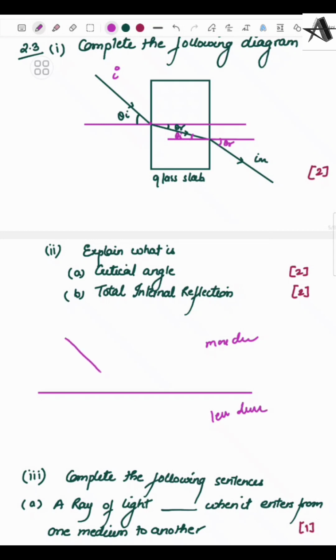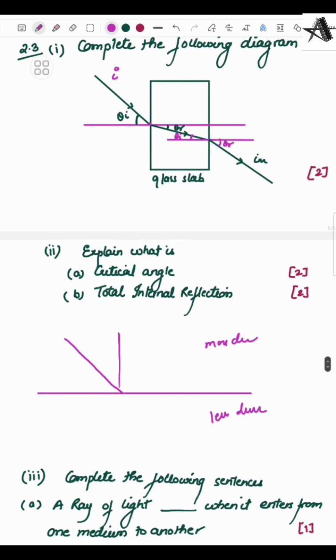When light enters, what happens in less dense medium? It bends away from the normal, because I told you when it moves to the less dense medium, the speed of light increases, so it bends away from the normal. If you suppose this angle of incidence is 30 degrees, definitely in this case this angle is always going to be greater than the angle of incidence. So it can be 40 degrees, 50 degrees, depending upon the glass slab or the material.